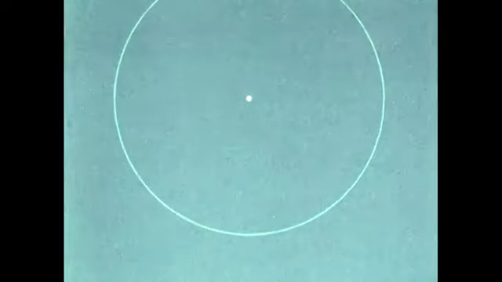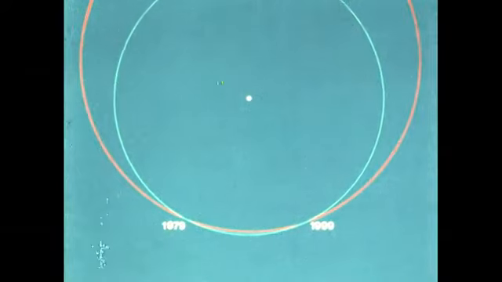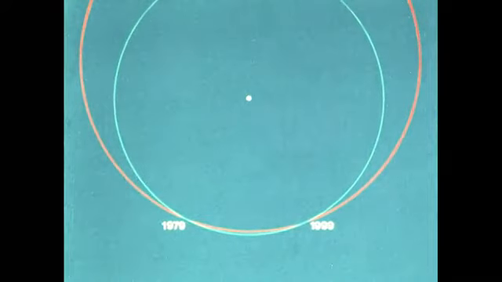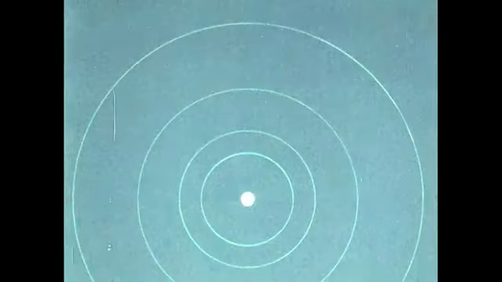Pluto's orbit is tilted at 17 degrees to the ecliptic and is so eccentric that the planet comes closer to the Sun than Neptune from 1979 to 1999. These are facts which have led to suggestions that Pluto is in reality an escaped moon of Neptune.